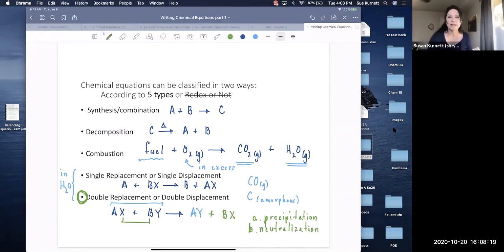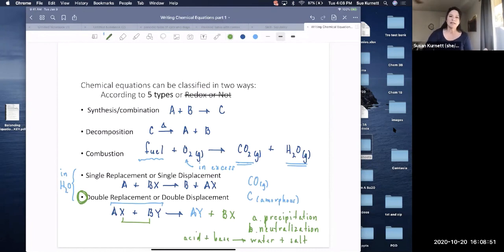A neutralization is just an acid-base reaction that forms water. So acid plus base makes water plus salt. What is a salt? It's just an ionic compound. It's an ionic compound that isn't a base. It isn't a hydroxide. Okay, so those are the 5 general reaction types.